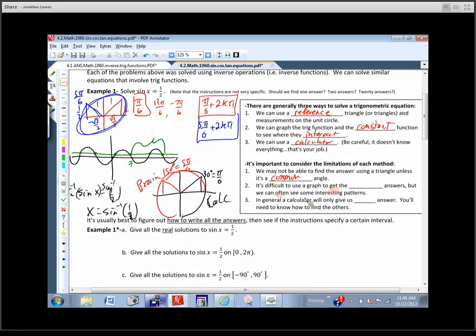It's difficult to use the graph to get exact answers. We knew what these points were where they crossed because we had already drawn a picture. So these triangles are really helpful. And a calculator is really helpful, but you've got to be aware that your calculator is only going to give you one answer. And there might be tons of answers. Here we came up with an infinite number of answers. Your calculator cannot do this for you. You have to know that. You've got to use your brain to figure that stuff out.